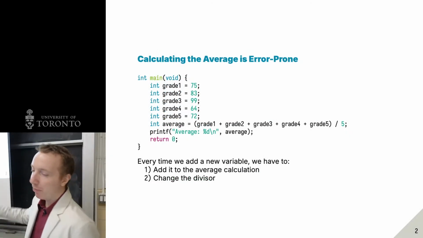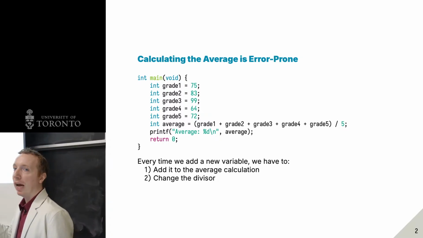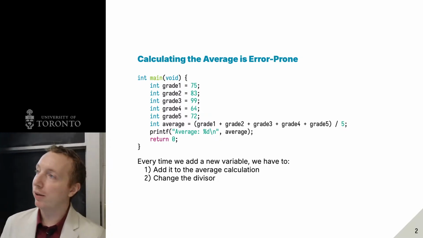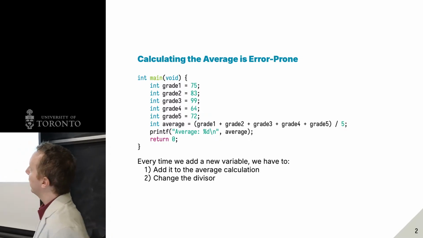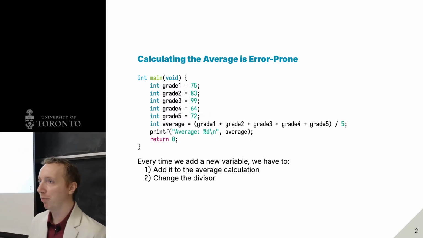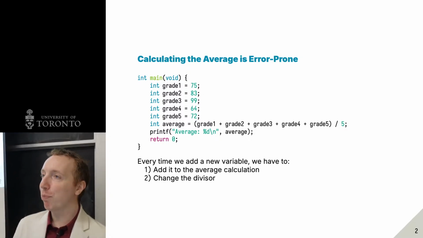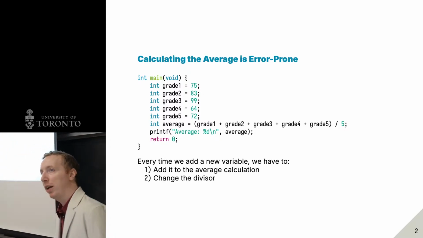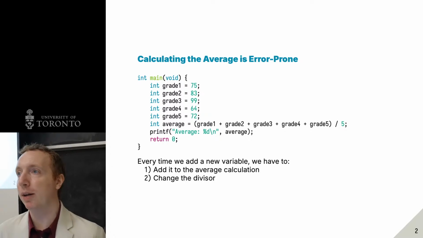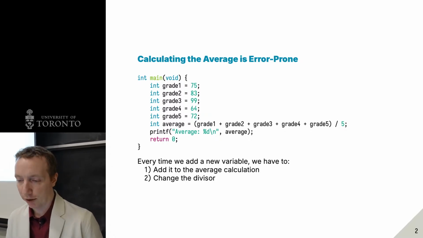So if I wanted to add a new grade, add a new student, that means I have to add a new variable, which means I have to add it to that average calculation. I have to change the divisor. Typically, if I have to change code in more than one place, it's error prone. I might forget to change it in one of those 2 places, in which case my program will not behave as I expect it to, and it will either crash or produce wrong results.